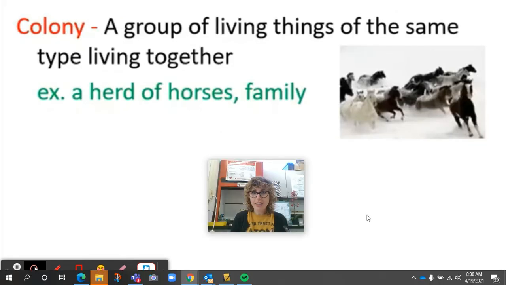Okay, what is a colony? So a colony is a group of living things of the same type. So they're all the same species living together. So it's not the entire population, it's just one part of it. So for example, a family is a colony within the human species, or a herd of horses would be a group of horses within that larger population of horses.